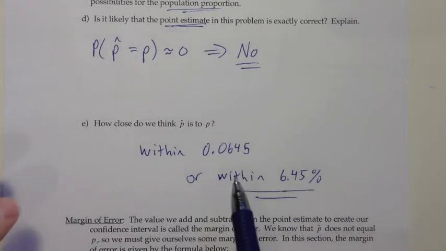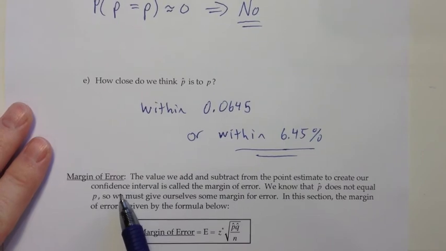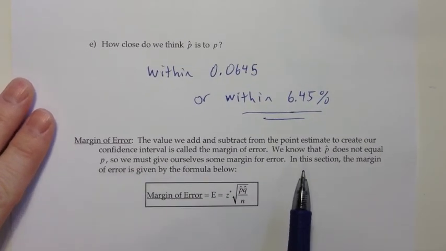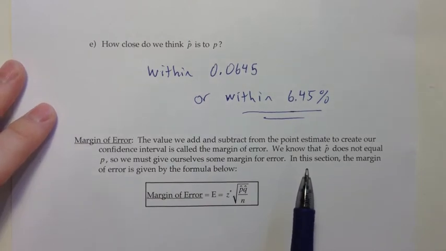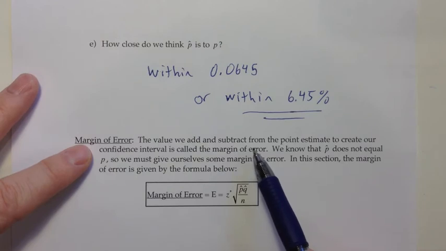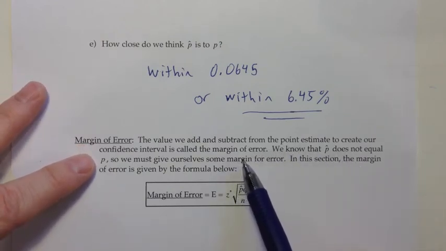So because this is the room we give ourselves for error, we give that a special name. That's called the margin of error, something you've probably heard of before. When you see the news on political polls and opinion polls, they often state the margin of error. So that's the value that we add and subtract from the point estimate to create our confidence interval. That's called the margin of error.